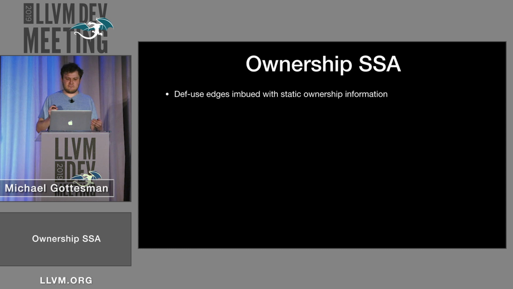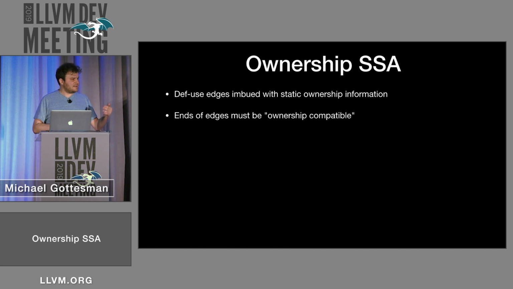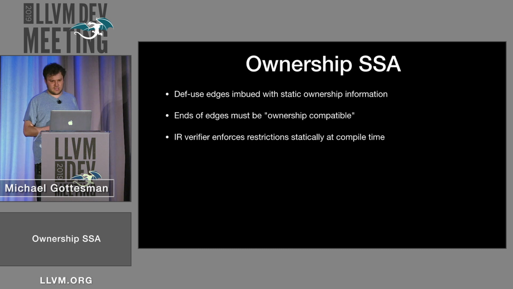Ownership SSA is a modification of a typical SSA IR model that imbues def use edges with static semantic ownership information. Edge endpoints are required to have compatible ownership semantics. This is a two-way relationship that both requires that the def semantics can be accepted by a given use, and also that a given use's semantics can accept that def. Importantly, these rules are statically verifiable at compile time by the IR verifier, so the compiler writer can insert with confidence that all code that is in OSSA maintains these invariants from code generation until this information is lowered later in the compilation pipeline.